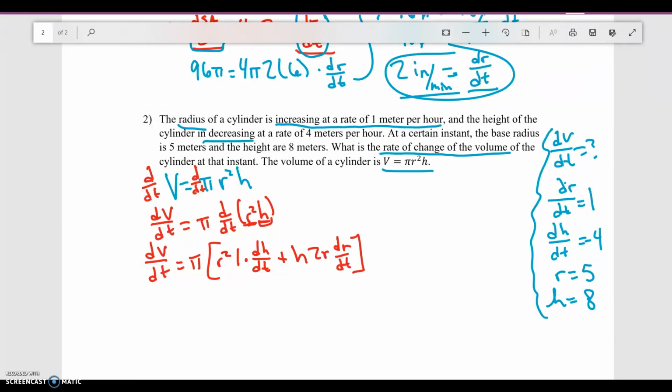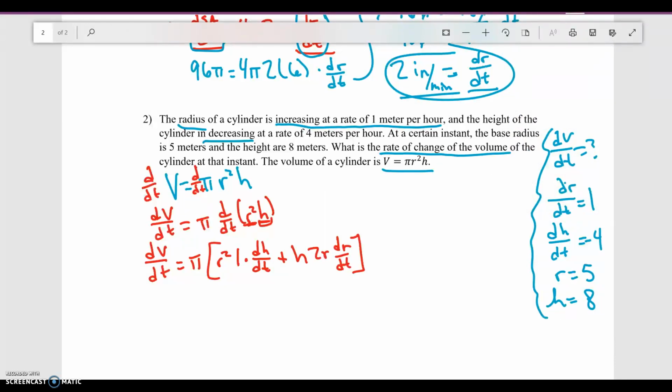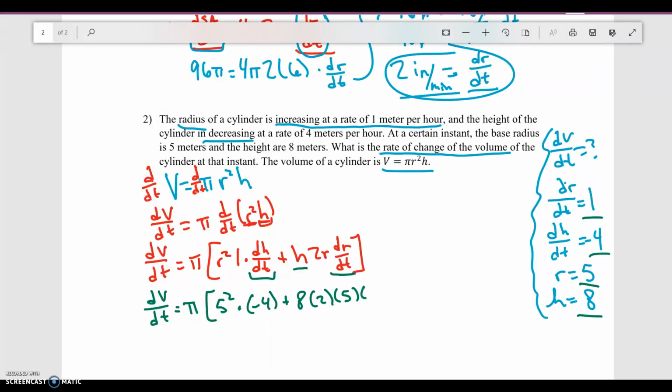Now all we have to do is plug in all of the given information. So dV over dt is equal to pi. r in this case is equal to 5, so it's going to be 5 squared. The 1 can just go away because anything times 1 is the same thing. Times dh over dt, that was equal to -4, plus h in this case is equal to 8, then times 2. r was equal to 5, and then dr over dt is equal to 1.